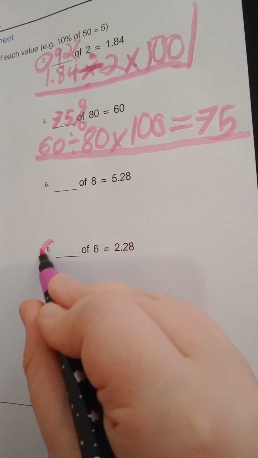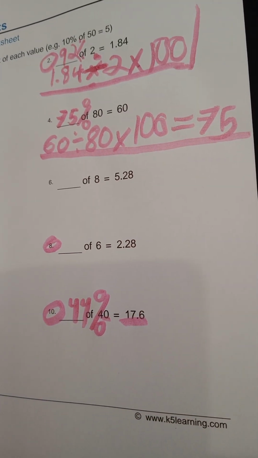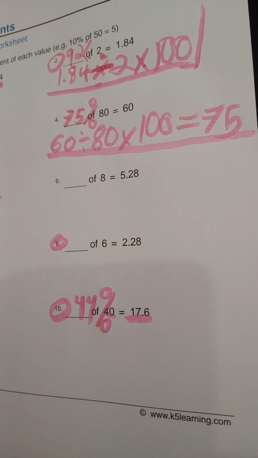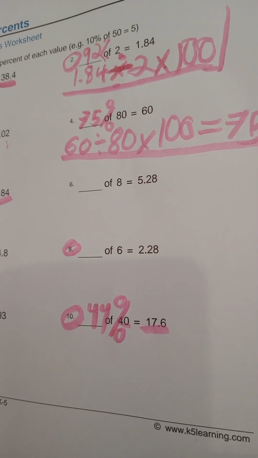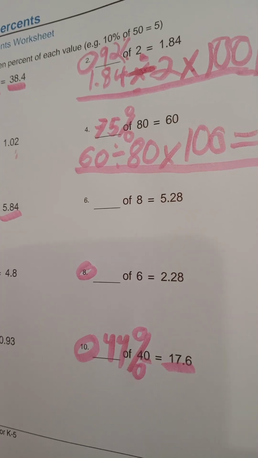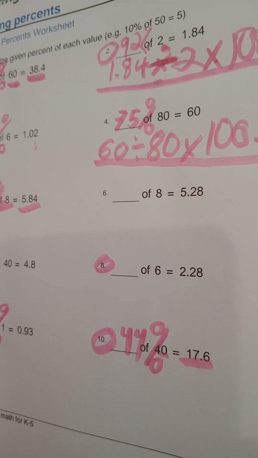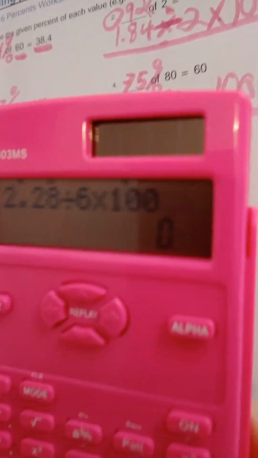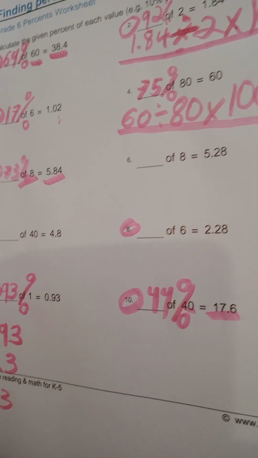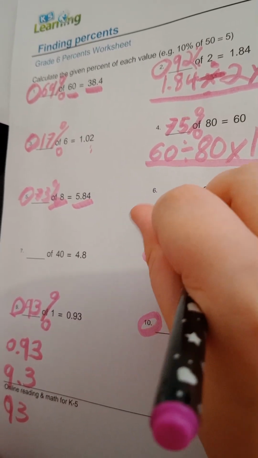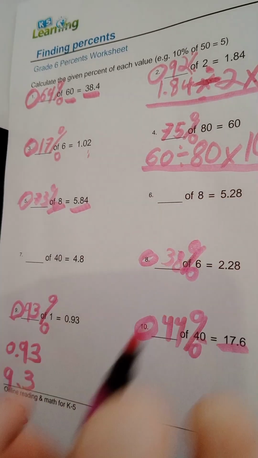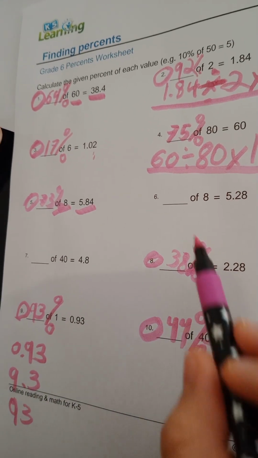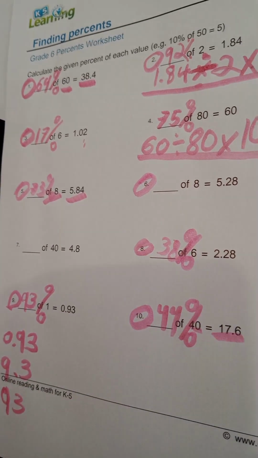Now, question 8. Do you want to put the calculator flat so you can see it? Divided by 6 times 100. That's what you do for it, and you get that answer of 38. Well done. 38 what? Percent. Yep, because that's what it's asking for. You've already got the whole number and part, question number 6 over here, where I just circled.